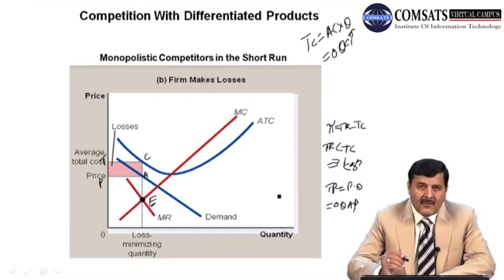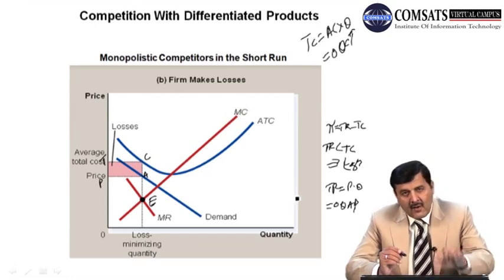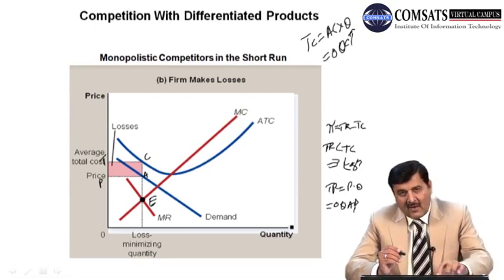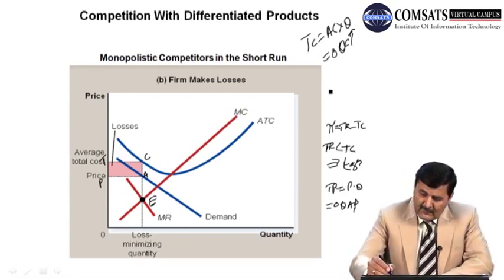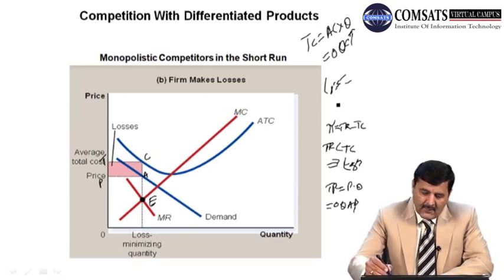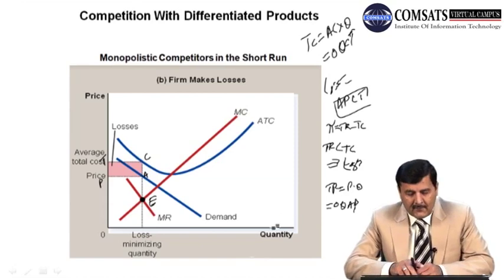सो जो कि रेड कलर में आपको नज़र आ रहा है. अगर रेड बॉक्स देखें तो ये बॉक्स शो कर रहा है कि this much is the loss of the firm in the short run. And loss is equal to, it can be written as APCT is the loss of the firm.